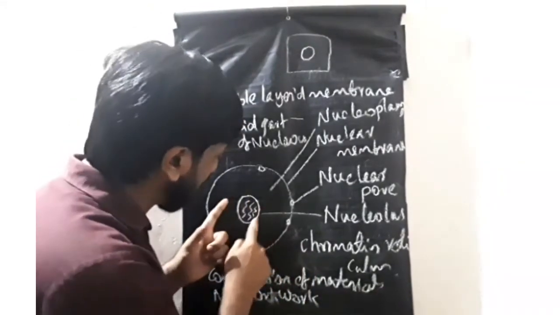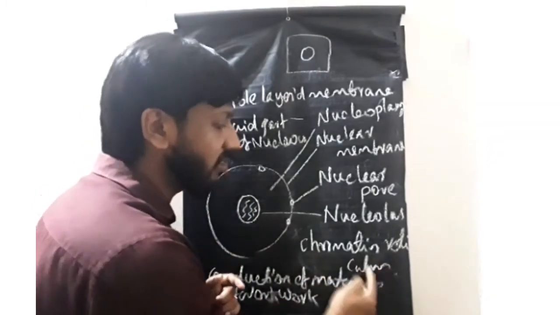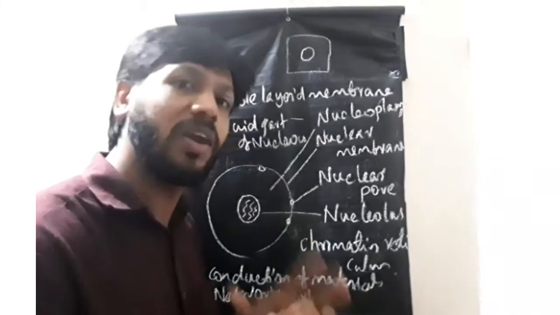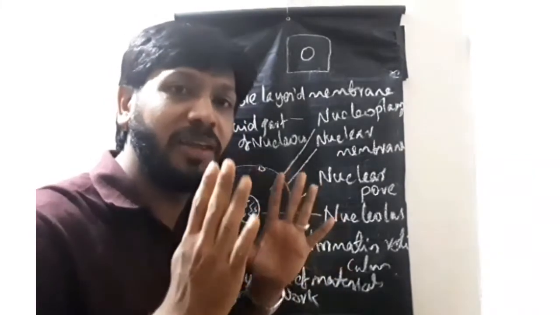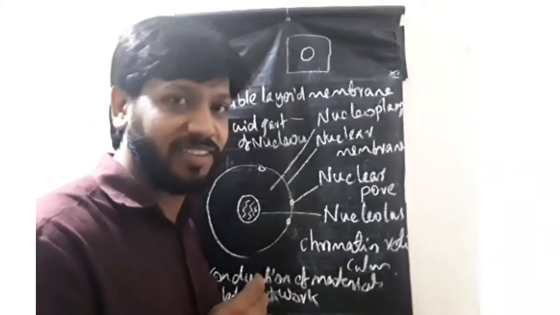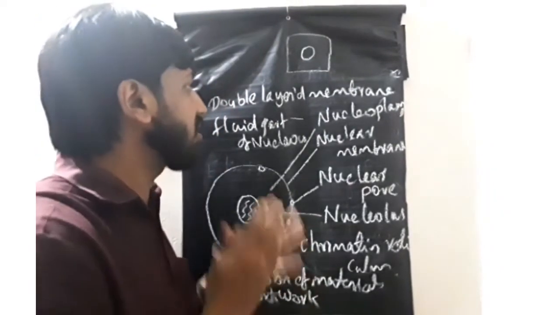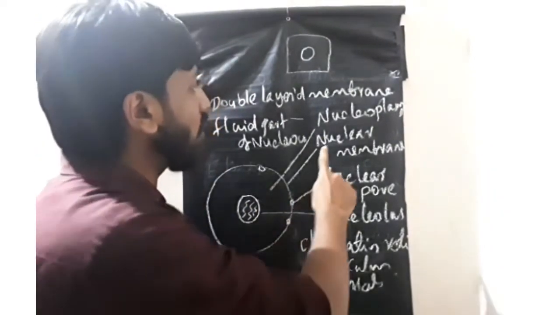Then inside the nucleolus, you can see chromatin reticulum. Say it along with me: chromatin reticulum. These are the important parts of a nucleus. Now let's discuss in detail the structure of a nucleus, starting with the nuclear membrane.